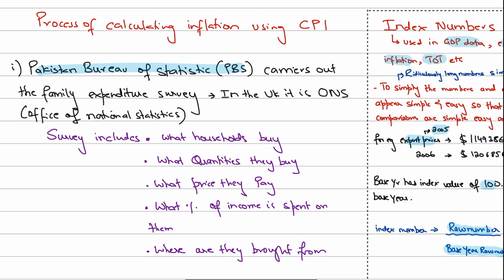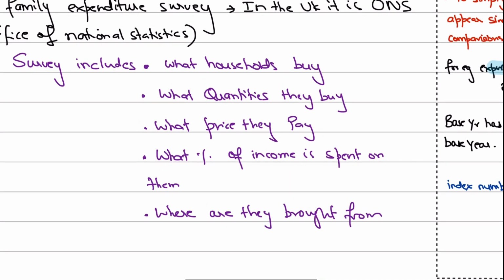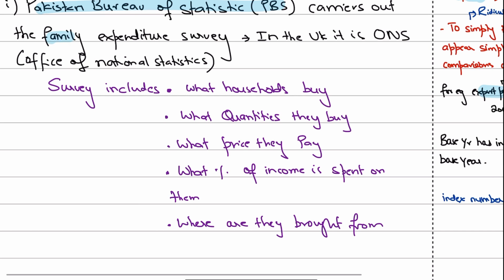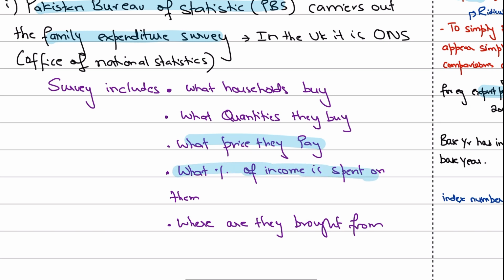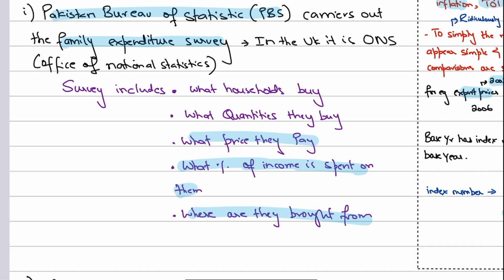And what happens is that they conduct a survey, basically a household survey. It's an expenditure survey, a family expenditure survey, where different family households are surveyed. The government officials of the PBS try to figure out what households are usually buying, what quantities they are buying, what prices they are paying for the goods and services, and most importantly, what percentage of the income is spent on those goods, right? We're not only seeing what goods they are buying, we're also seeing how much percentage of their income is spent on those goods. And where are those goods bought from, right?